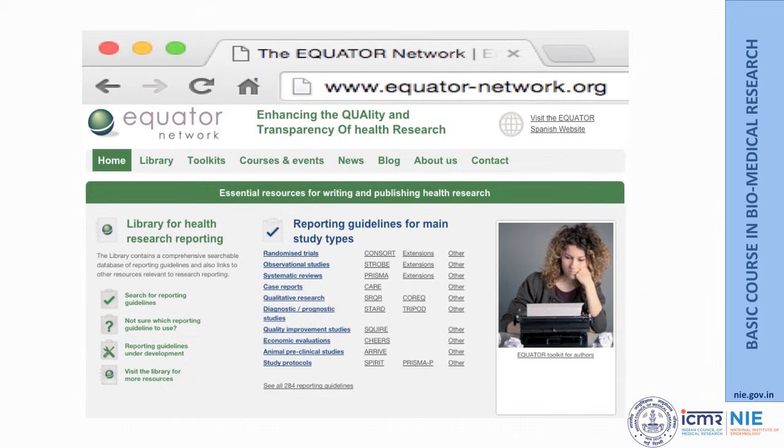Now, as a resource material, I would like you to take a look at this website, which is called equator-network.org, and this is a website which would be very useful for you to develop study protocols. It has a lot of links and a lot of resource material. One of the important ones, which is right there on its home page, is what they call the reporting guidelines for main study types. And if you look, you have guidelines for observational studies, for experiments, for clinical trials, for qualitative research, diagnostic studies and so forth, and you even have one section on study protocols.